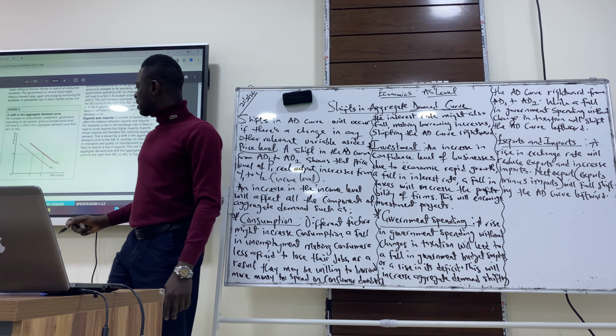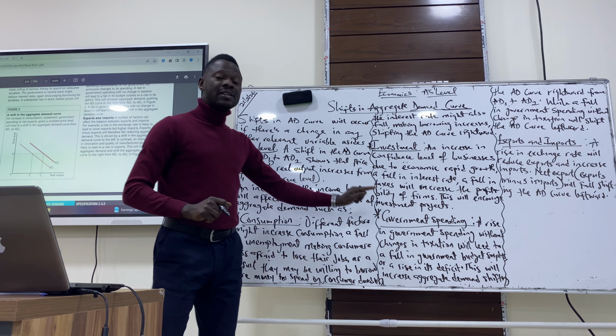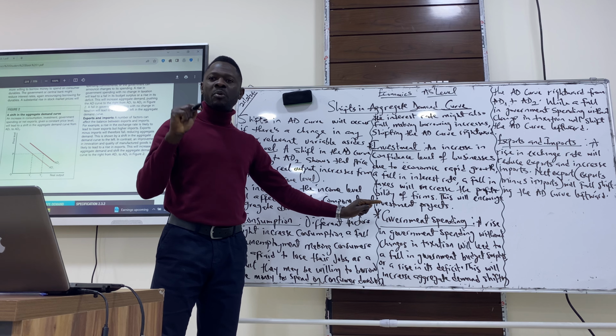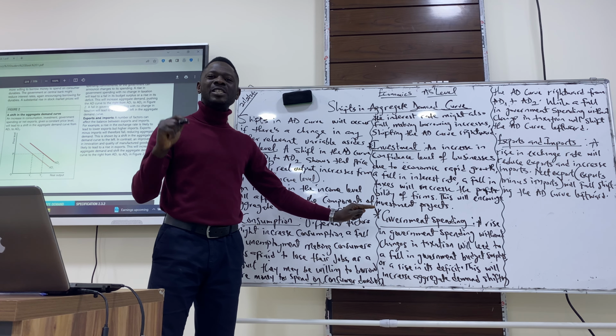The third one, government spending. For government spending, a rise in government spending without changes in taxation means government has increased their spending. But if government increases spending without relating it to increasing taxes, it means either government surplus budget will reduce or its budget deficit will increase. Two things here: an increase in government spending without increase in taxation will reduce budget surplus or increase budget deficit.